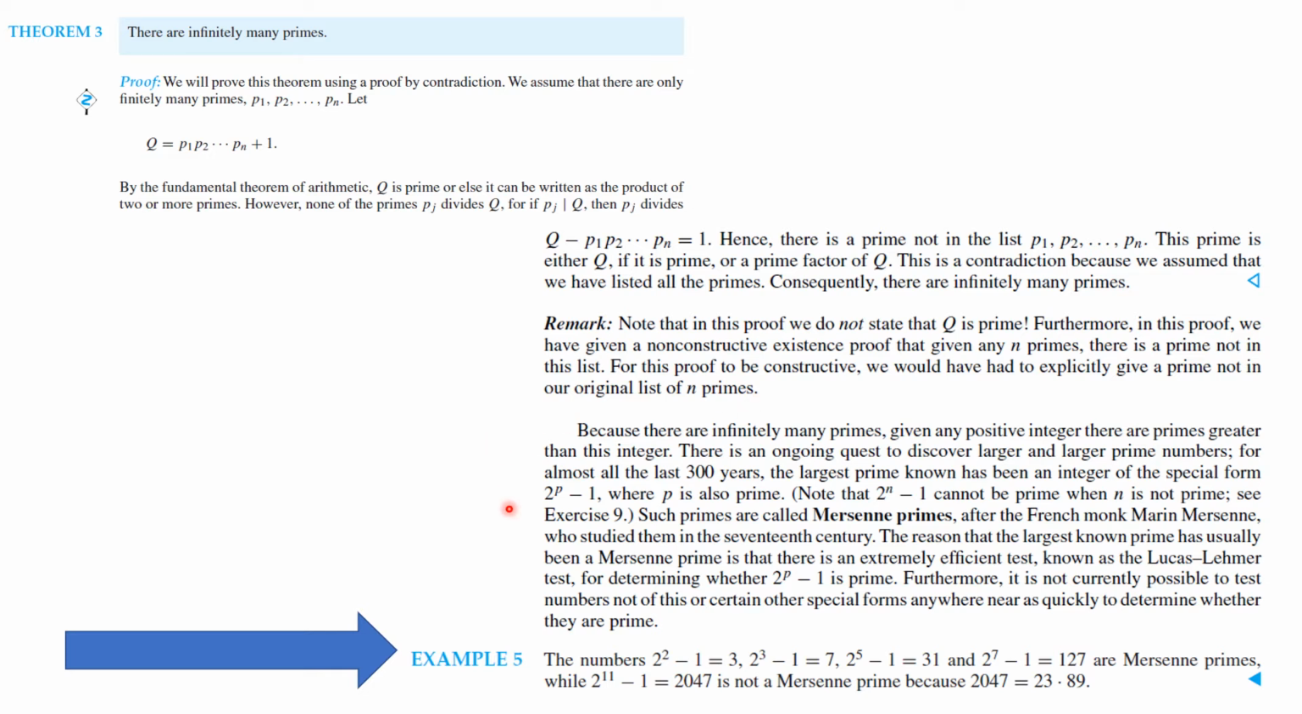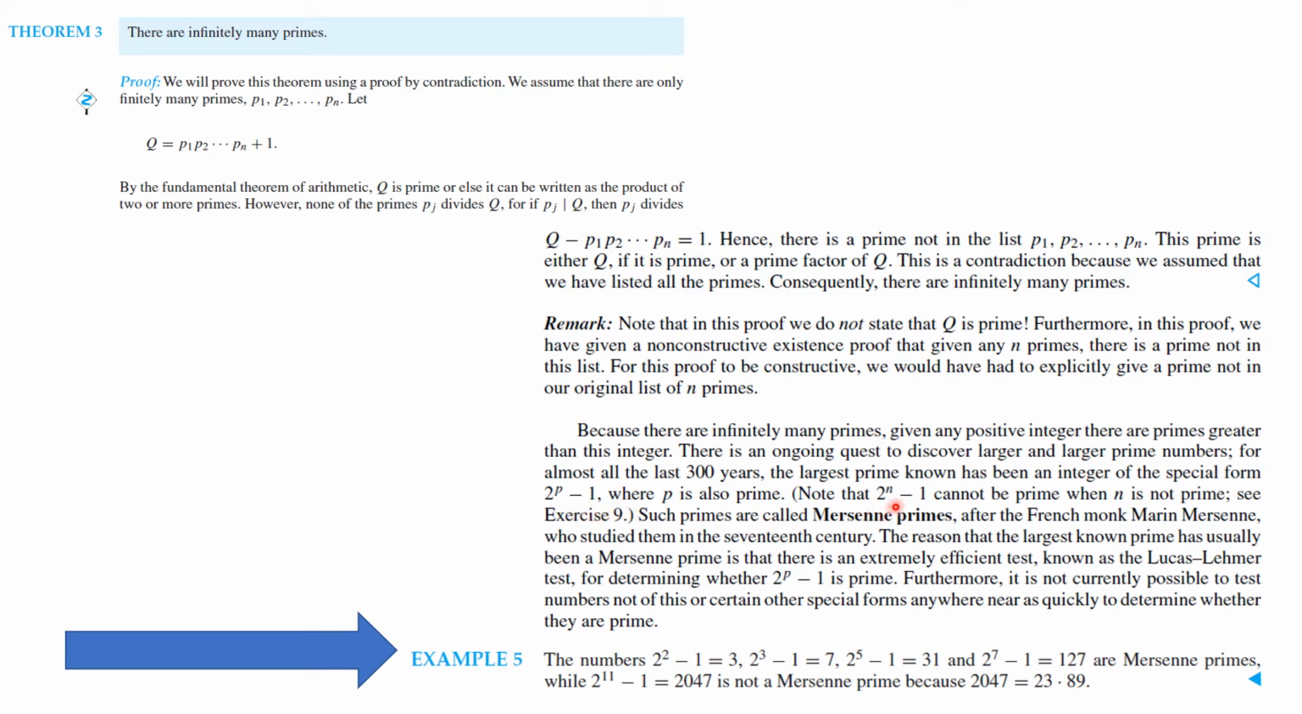Now, because there are infinitely many primes, there are primes greater than any integer. And there's been a quest to discover larger and larger primes. For almost the last 300 years, the largest prime known has been an integer of the special form 2 to the p minus 1, where p is prime.